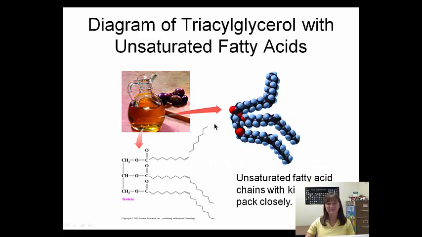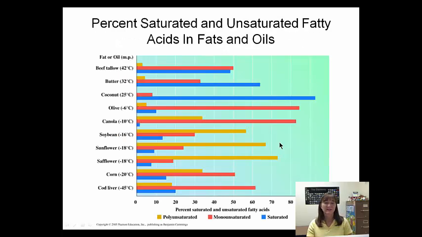So here's a picture of a triacylglycerol that has the double bond. They're showing you the double bond right here causes the chain to kink, which causes it to have a lower melting point. So some percent saturated and unsaturated fatty acids in some fats and oils. If we go down here to our key, the yellow means polyunsaturated. Now, if you remember, the prefix poly means many. So polyunsaturated is going to mean it's got many carbon-carbon double bonds. The orange line is our monounsaturated, mono being a prefix for 1, so it's just going to have 1 carbon-carbon double bond. And the blue is the saturated fatty acids.